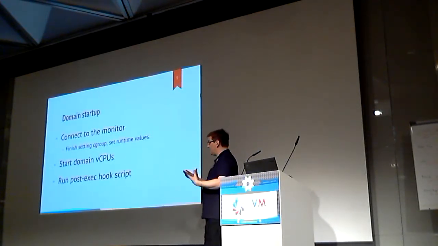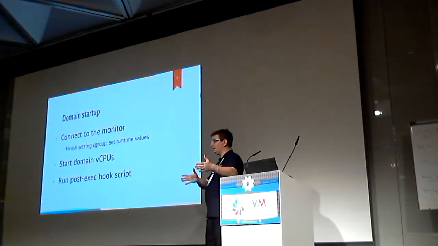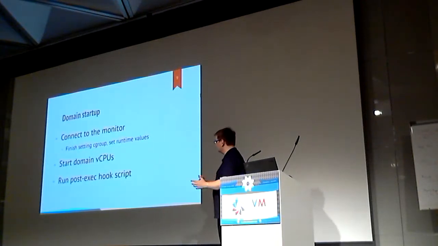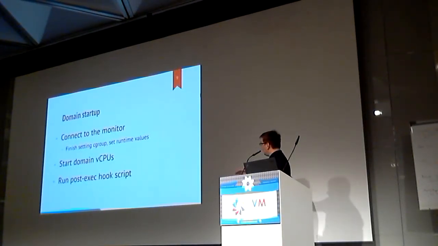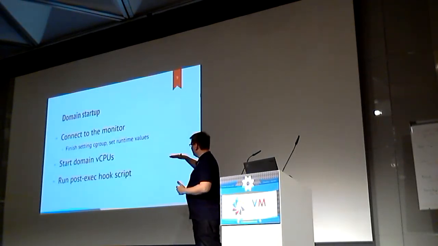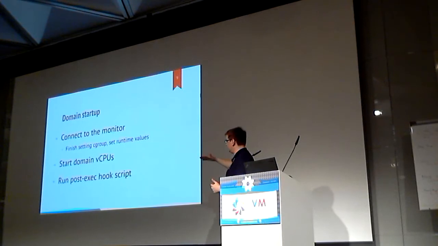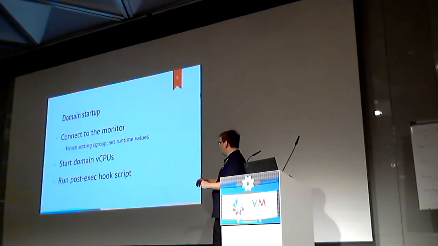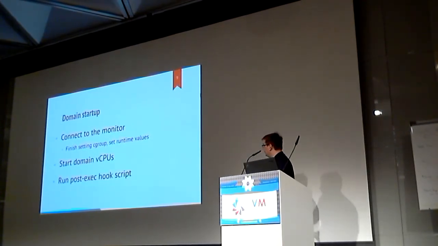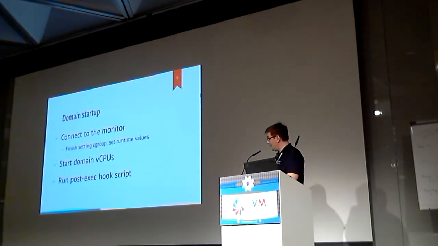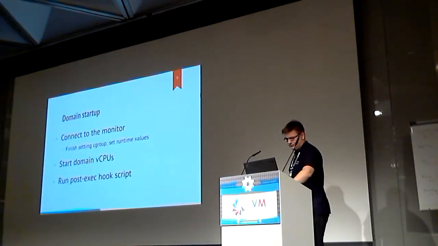Even try to query some information, for instance, the vCPU thread IDs, IO thread ID, and others. Up till now, the QEMU is started with domain CPUs paused, because you certainly don't want to have the domain already running while you are setting the passphrases. So we unpause the domain CPUs and we run the post-exec hook script, which is called from other places as well.